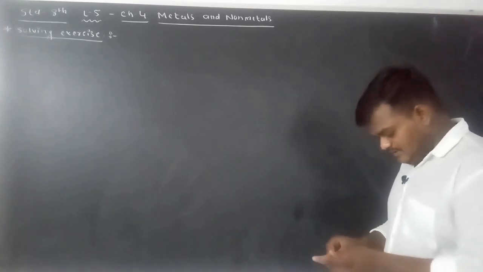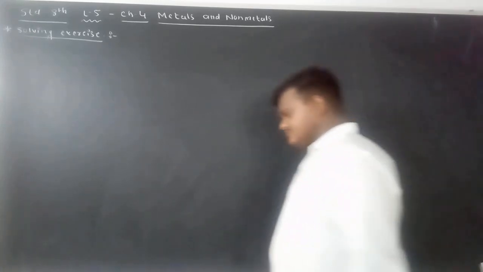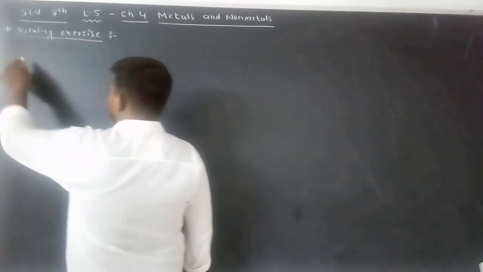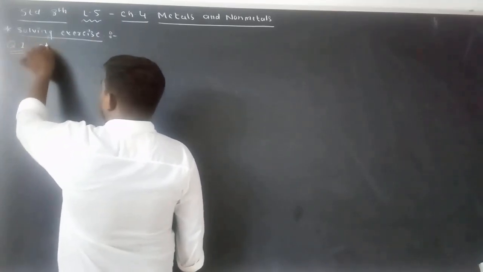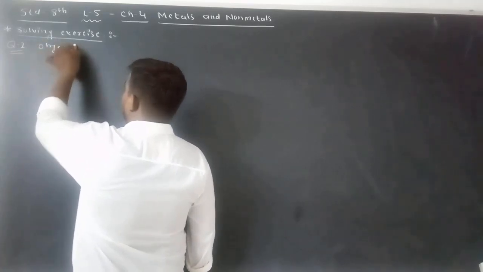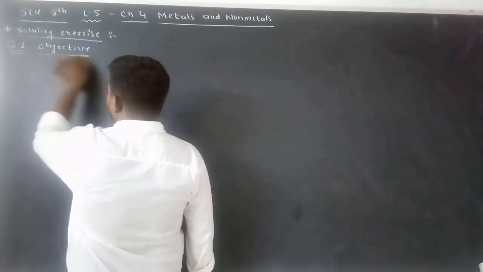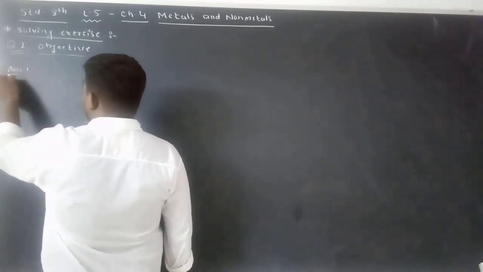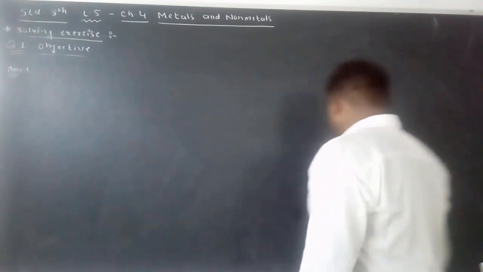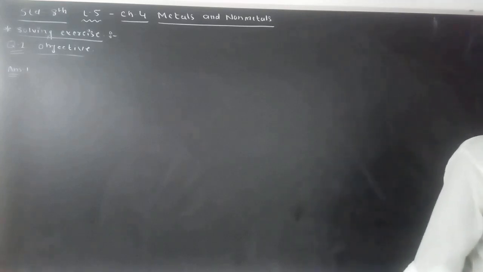So here we are starting with the first question. This is the MCQ portion or objective type portion. So what is given? Let's discuss one by one. Let's look at what is given in your textbook.